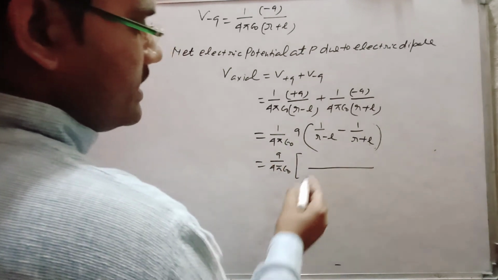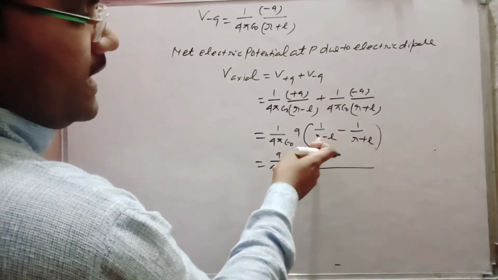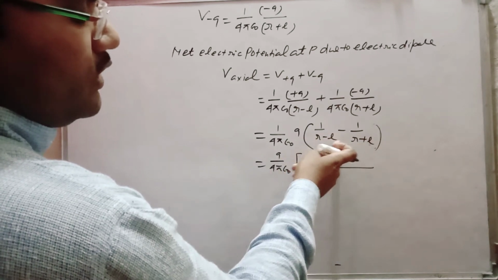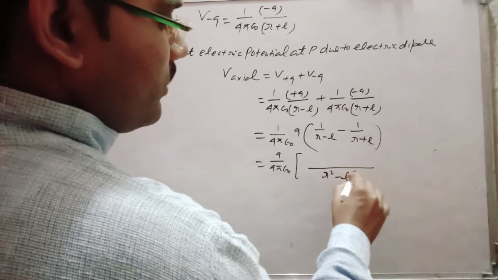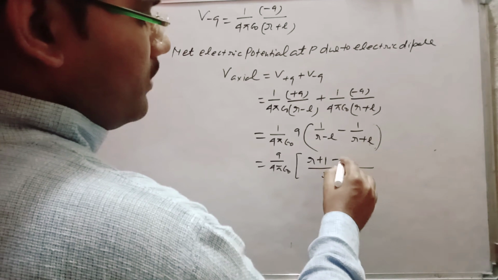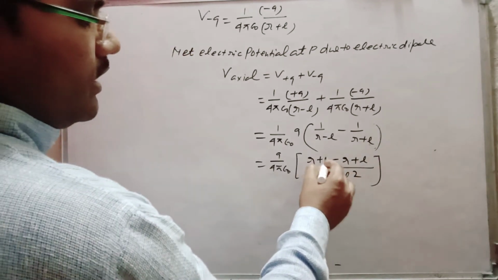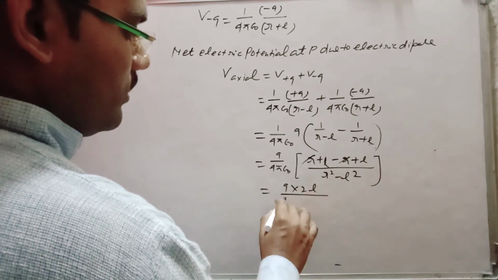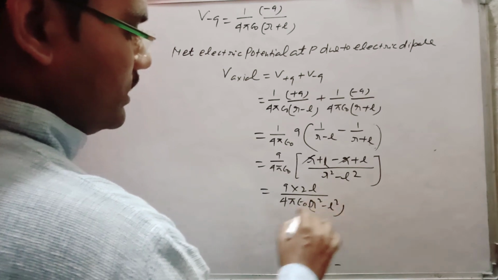Now here we take the LCM. This one is R minus L. This one is R plus L. Just like A minus B into A plus B gives A square minus B square. That means here R square minus L square. Now here R plus L and minus R plus L. Now here R and R cancel. Here Q into 2L over 4 pi epsilon naught, R square minus L square.